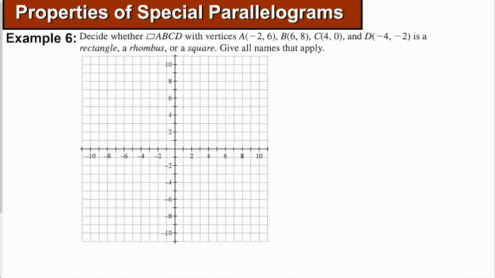Example 6 says decide whether the parallelogram ABCD with the vertices given here is a rectangle, rhombus, or a square. Give all the names that apply. So we'll start by plotting these points.